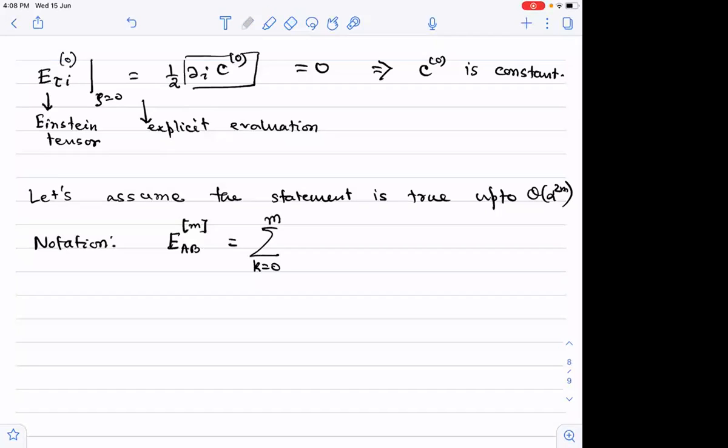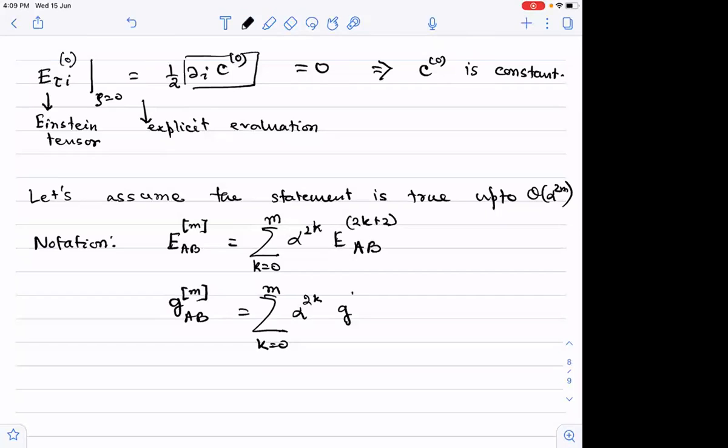A finite truncation operator, alpha to the 2k, E_k, where E is the equation of motion. Similarly, G_A may be the sum from k equal to 0 to m of alpha to the 2k G_k.